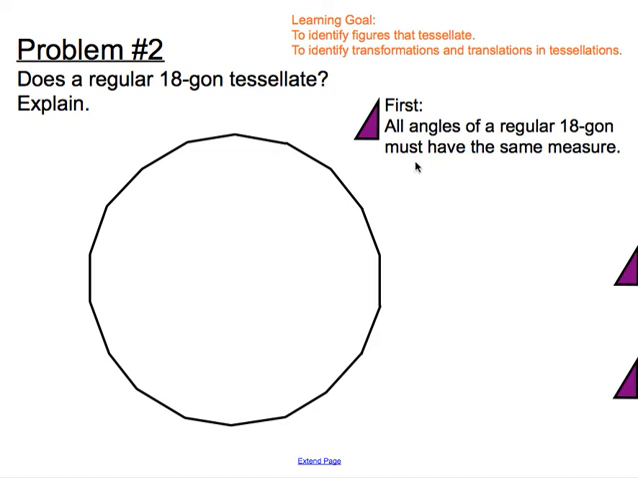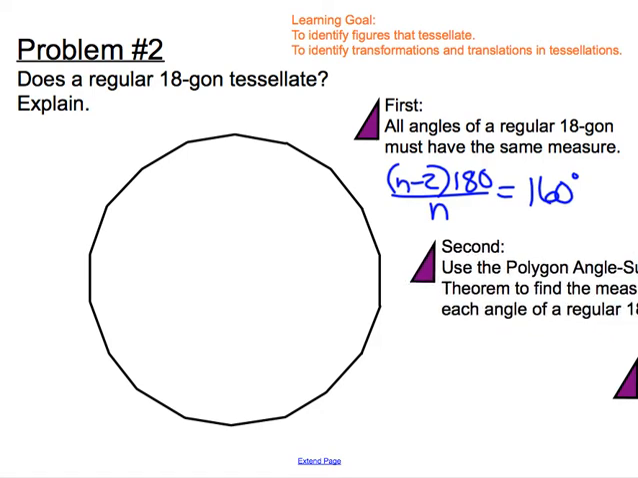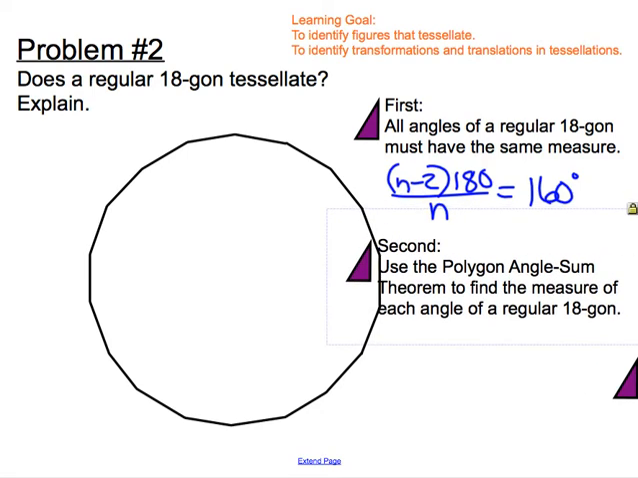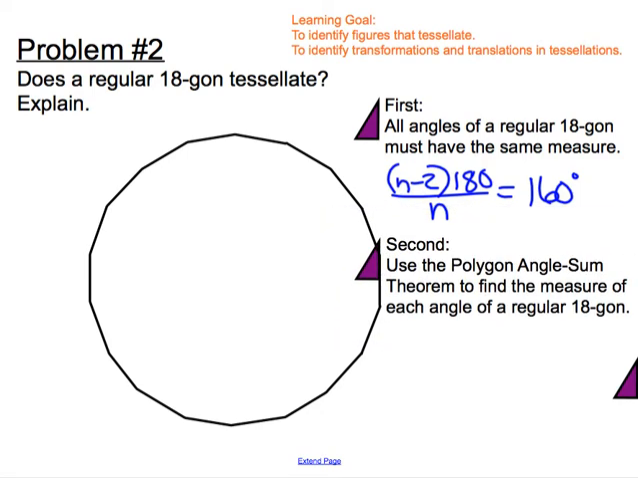Going back to what we learned in the polygon angle sum theorem, we know that each angle has to measure n minus 2 times 180 divided by n. And if you plug n into this formula, you'll find that each angle measures 160 degrees, which was our second step of this problem. So each one of these angles is a 160 degree angle.